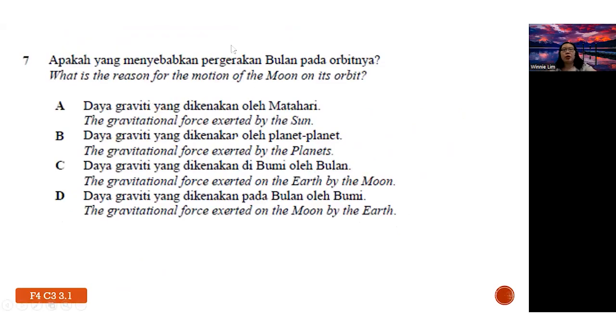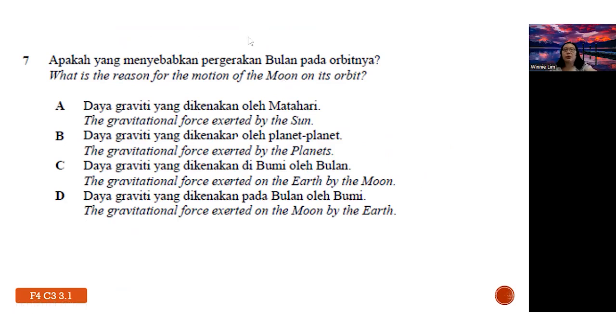Okay, now moving on to question 7. Question 7 will be under the idea of chapter 3, gravitation. So the first one is 3.1. What is the reason for the motion of the moon on its orbit?